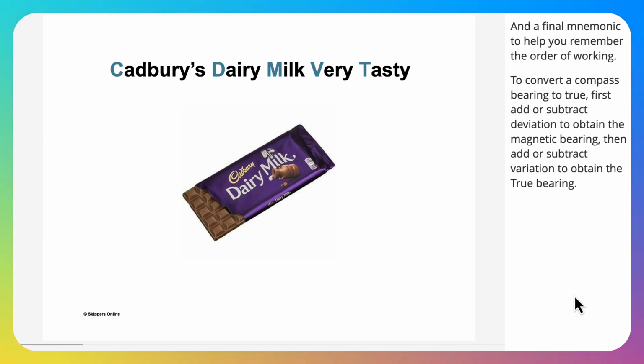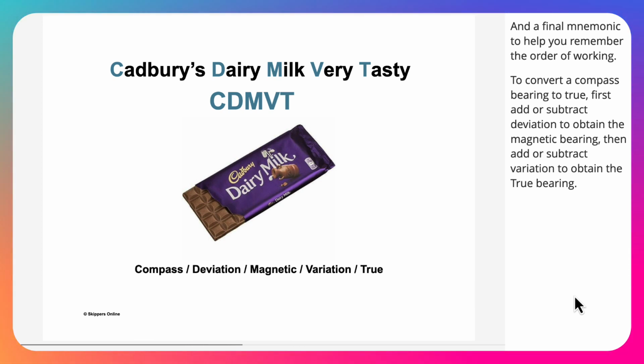And a final mnemonic to help you remember the order of working. To convert a compass bearing to true, first add or subtract deviation to obtain the magnetic bearing, then add or subtract variation to obtain the true bearing.